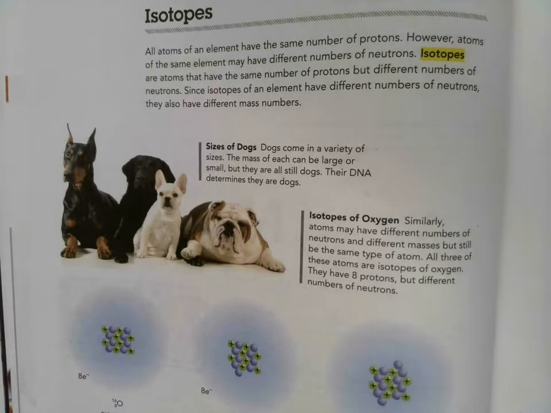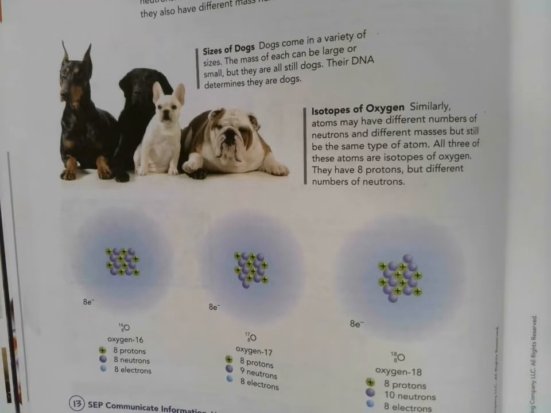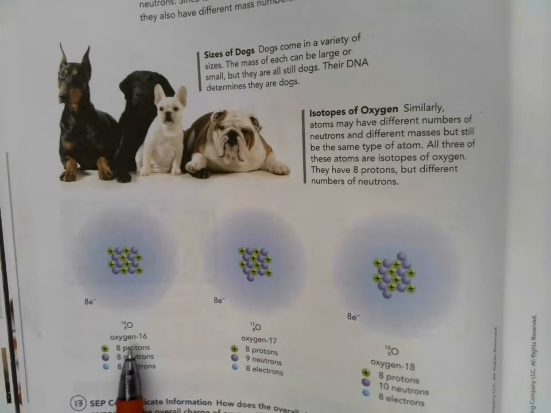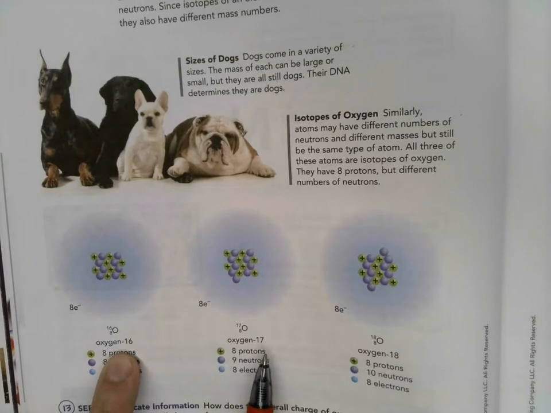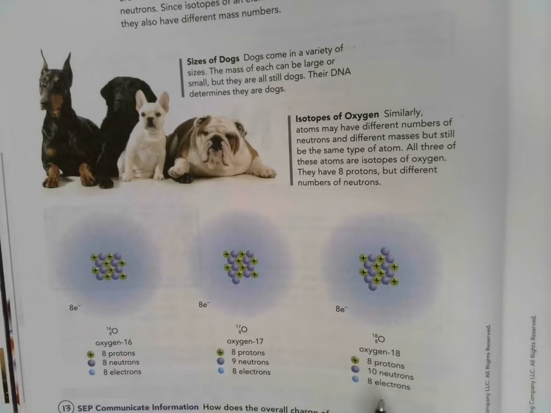But they're two different dogs, right? They're different sizes, but are they both dogs? At the end of the day, we call them both dogs. They just are different varieties of dogs. And the same goes with atoms. Atoms can have different numbers of neutrons. So for example, we have oxygen 16, oxygen 17, and oxygen 18. There are three different varieties of oxygen.